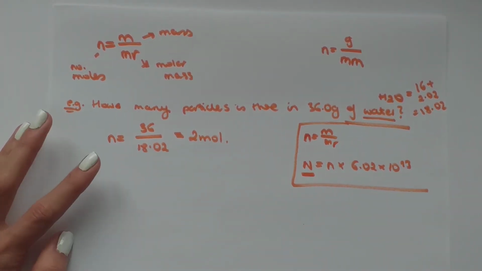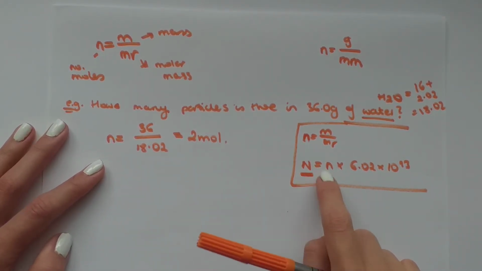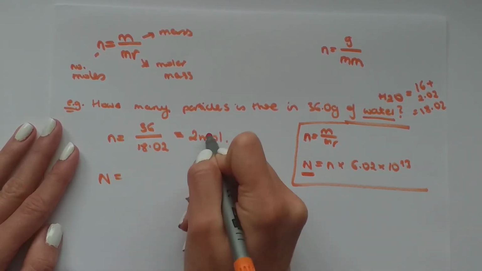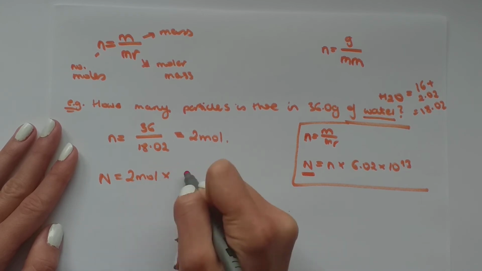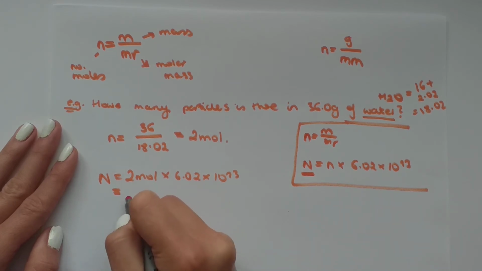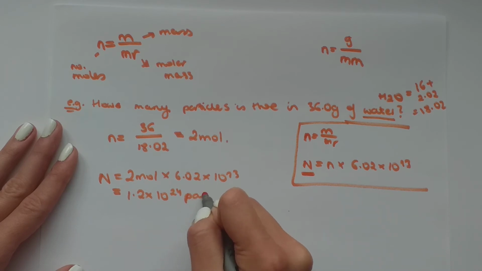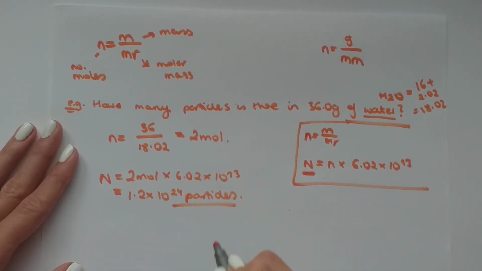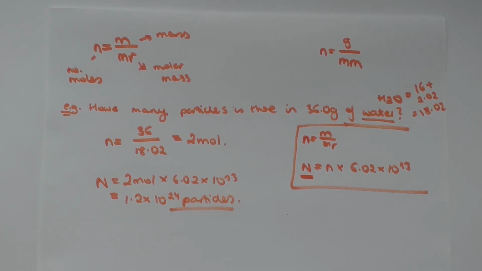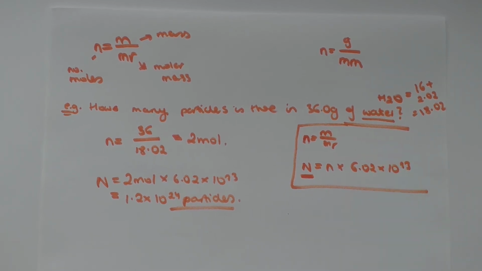Okay, so now we have little n, which is still trying to find the particles. So big N, little n, this is a constant. So we can find it now. 2 moles, multiply it by the Avogadro's constant, and this gives us 1.2 times 10 to the 24 particles. That's your example done. So whenever you're not sure what to do first, just write the equations you know.